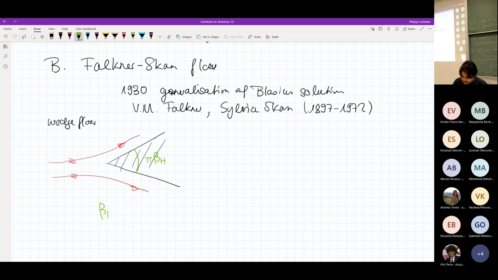This beta_H, this is the Hartree parameter, and it's essentially the angle divided by pi. So a 90-degree angle, which would be pi half, would be a beta_H of 1/2, for instance. And this Hartree parameter goes back also to a person, Douglas Hartree, and also he was living 1897 to 1958.